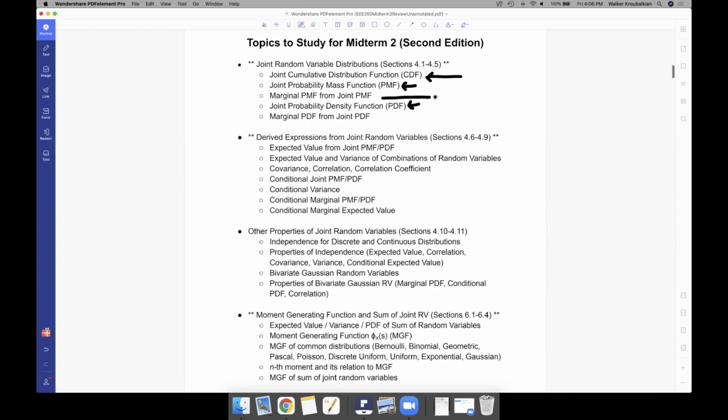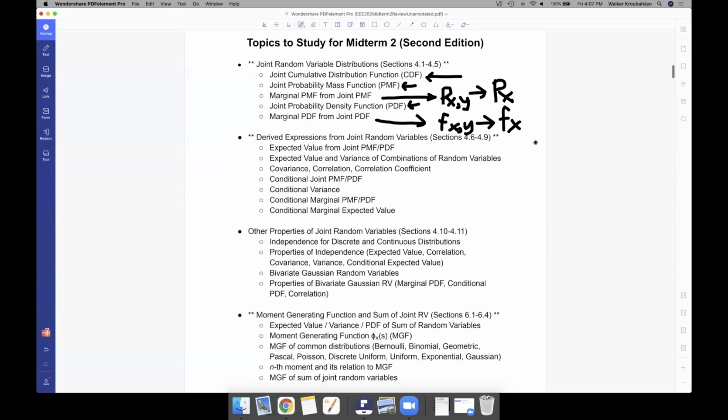In these sections, it discusses how to get the marginal PMF and the marginal PDF given a joint PMF or joint PDF. What that means is going from a distribution of 2 random variables back to a distribution of 1 random variable, right? So this is for a PMF, and for a PDF, it would be this, right? So make sure you know how to do this because this will definitely be on the exam.